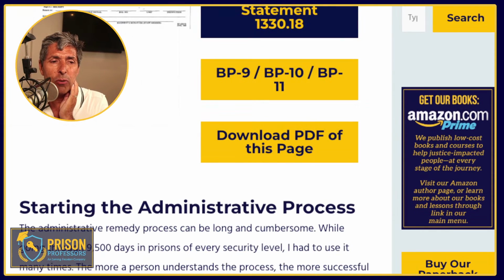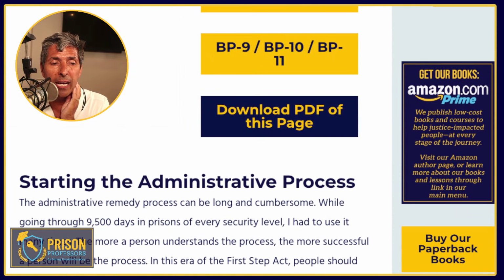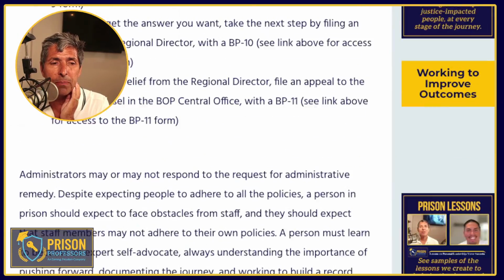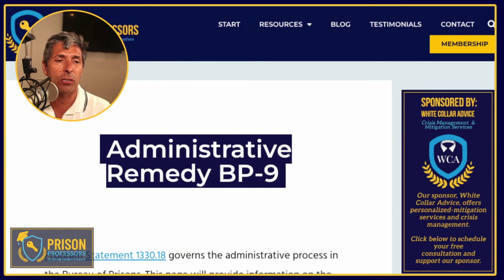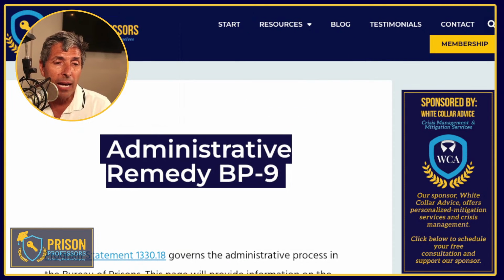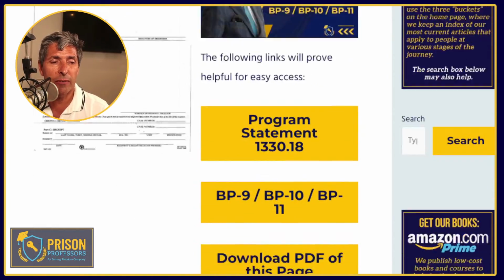So there's the program statement. There is what an administrative remedy form actually looks like. You can get a PDF of this page and send it to your loved one in prison. You could also participate in our weekly webinars if you would like, where I kind of walk people through it. And I would encourage you to use a lot of the resources here, particularly after sentencing and on the advocacy page. We give away a lot of information that I learned while going through 26 years in prison, and I'm always striving to help people learn.